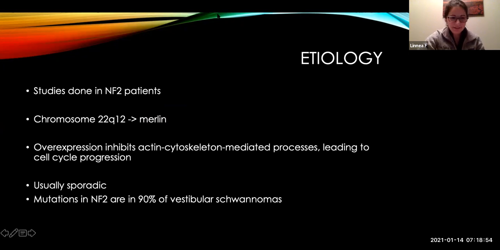So Merlin affects actin cytoskeleton mediated processes, which leads to that cell cycle progression you mentioned. If Merlin is a tumor suppressor gene and it gets knocked out, then you have that overproliferation and you get a vestibular schwannoma. Vestibular schwannomas are usually sporadic, but mutations in that NF2 Merlin chromosome are in 90% of even sporadic vestibular schwannomas. That's interesting, something to remember.